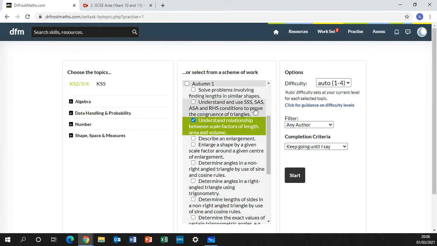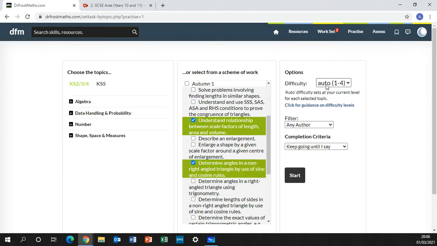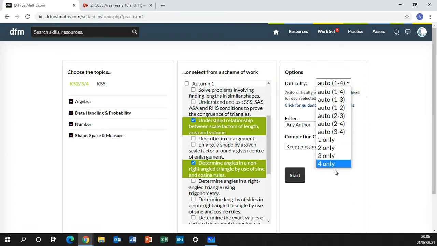You pick as many as you want, and then the difficulty. I would say to start with, go for difficulty 1 or 2. 1 is the easiest, 4 is the hardest, and 4 generally is quite an extension. So always start with 1 and 2, and if you find that's a little bit easier, you can move up to 1 to 3.